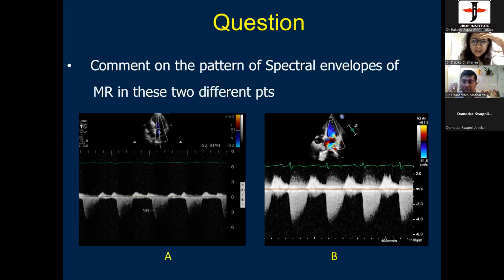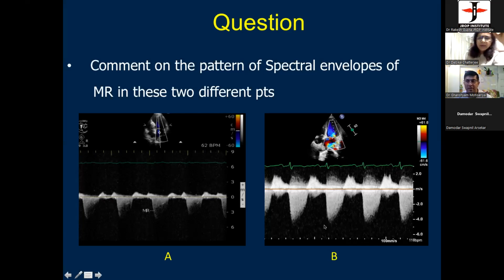Severe MR, who said? Say clearly. Ma'am, in figure A, it is a mild MR because it is symmetrical. Figure B, it is a severe type of MR because the figure is asymmetrical. The pattern is asymmetrical.